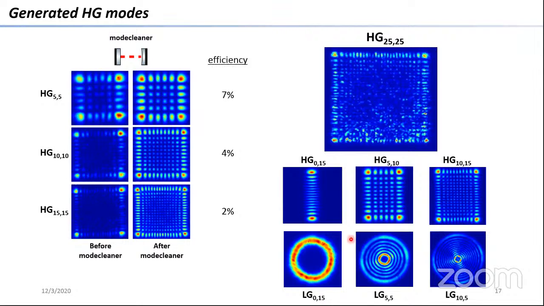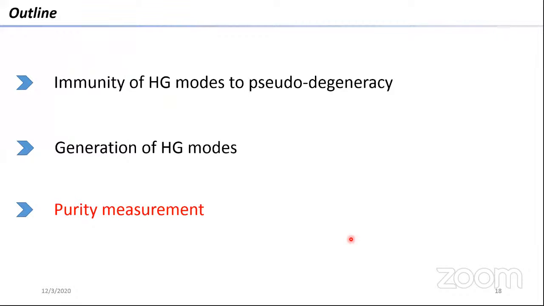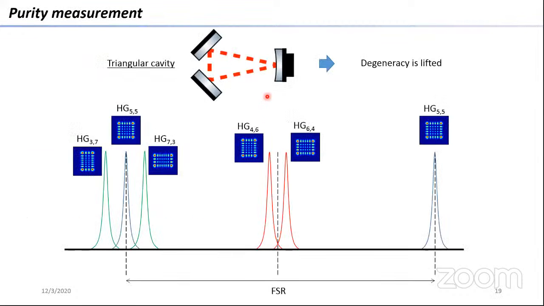Laguerre. So for the purity measurements, we used a triangular cavity. Why a triangular cavity? Because inside the triangle, the degeneracy between these modes is simply lifted. The modes which have the same symmetries are thrown away by half a free spectral range. And the modes with the same symmetry are also pushed away due to the astigmatism, due to the incidence angle on the end mirror of the cavity.